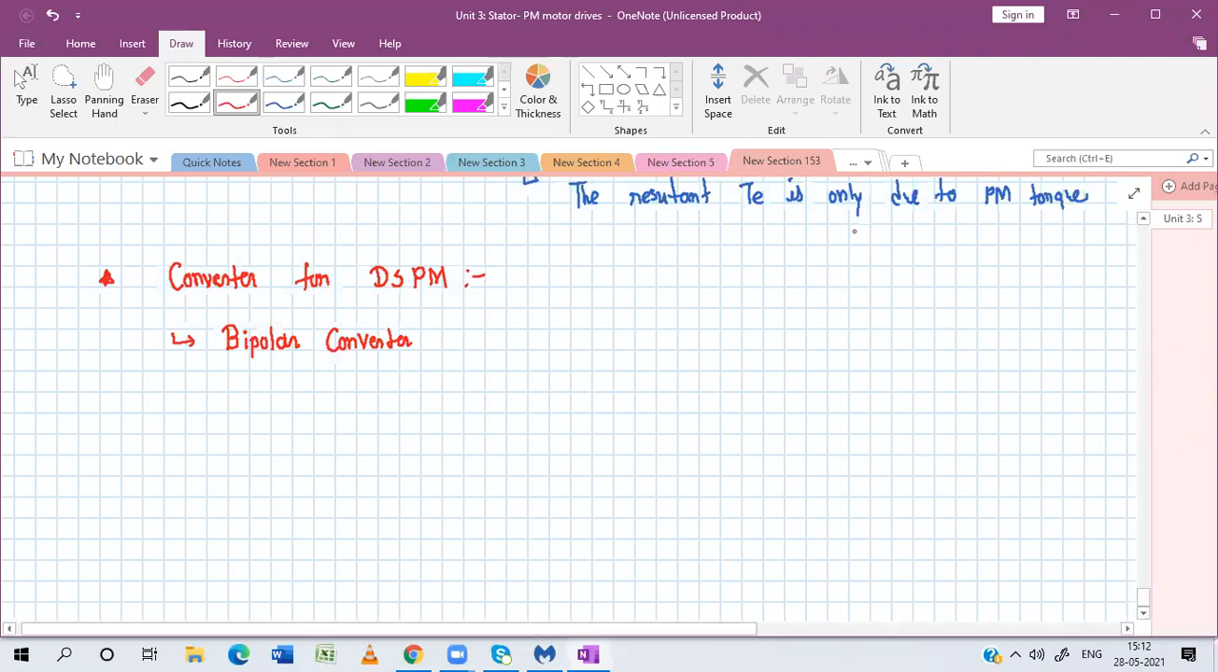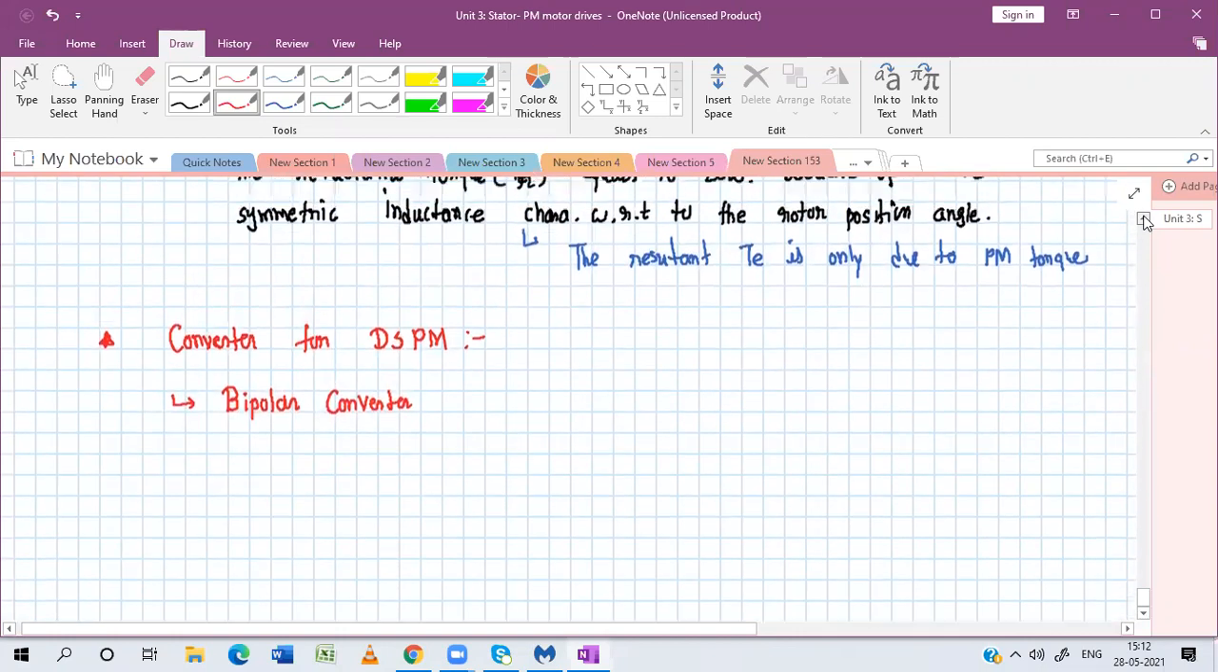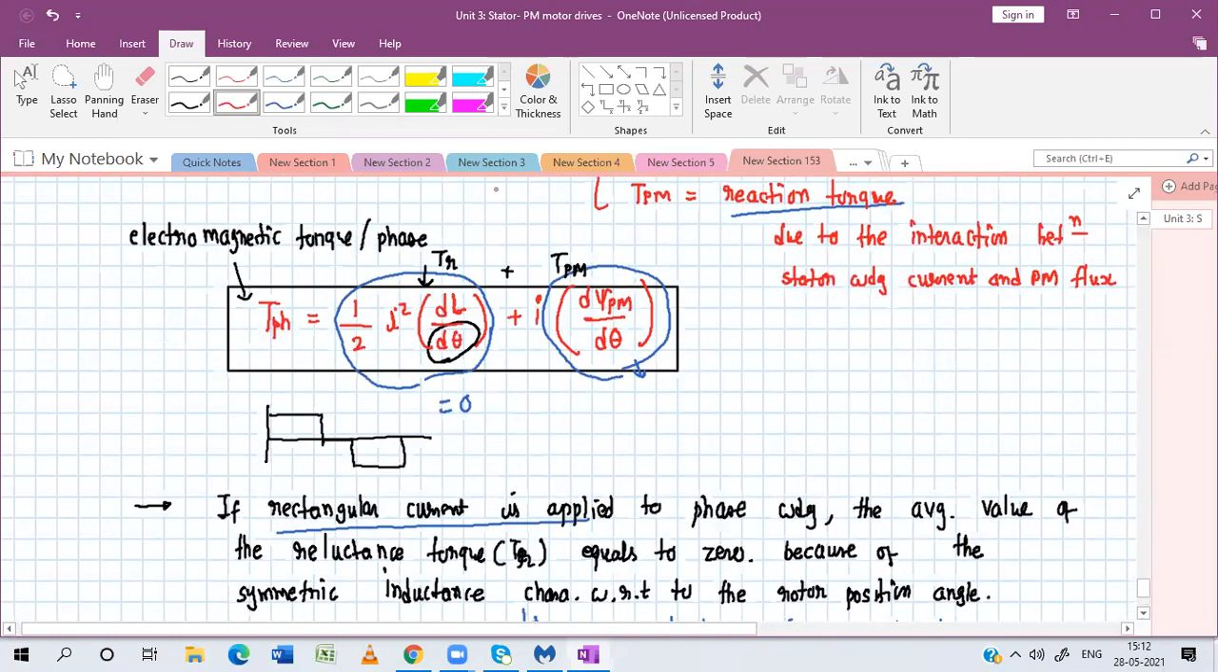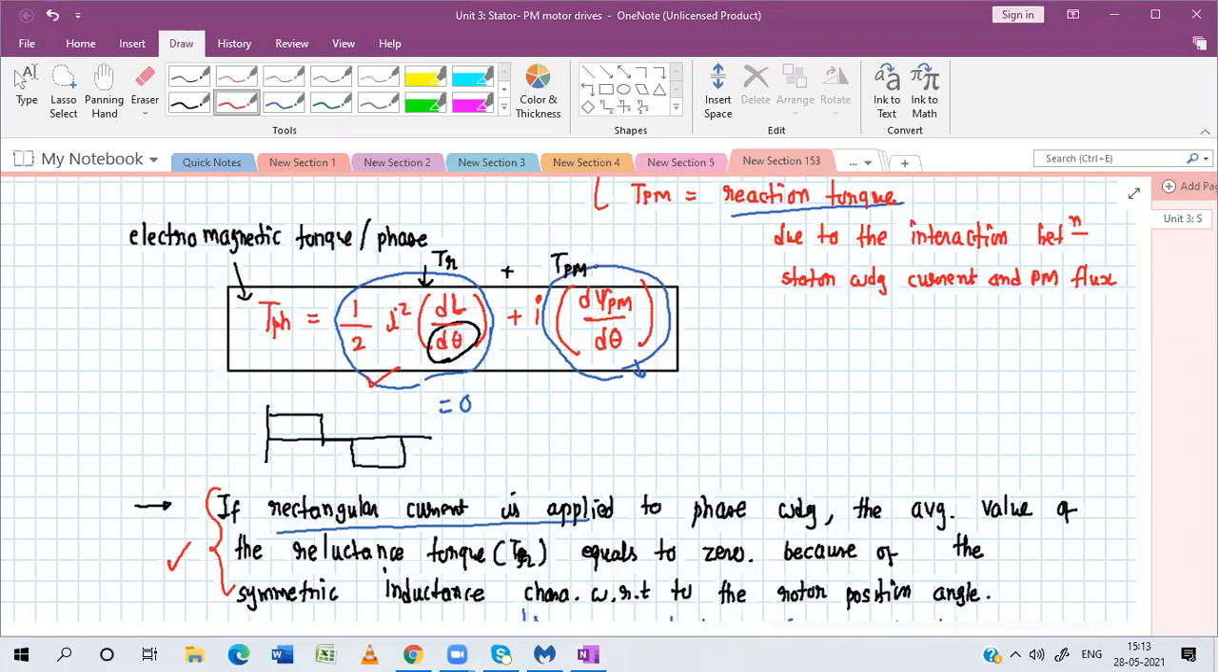No, Derek, the average torque will be zero. See over here, Derek is asking about this particular equation. Derek, please tell me, you are asking about this equation, which I have discussed in these three lines. Yes or no? Please give a reply. You are asking about this term. Yes, Karthik.